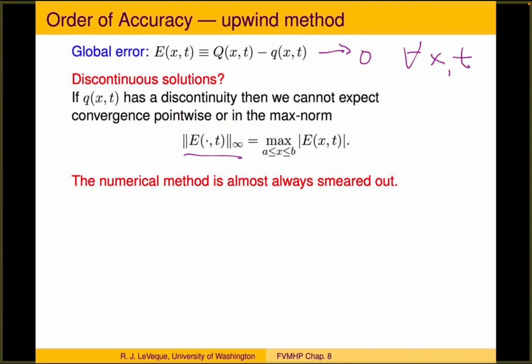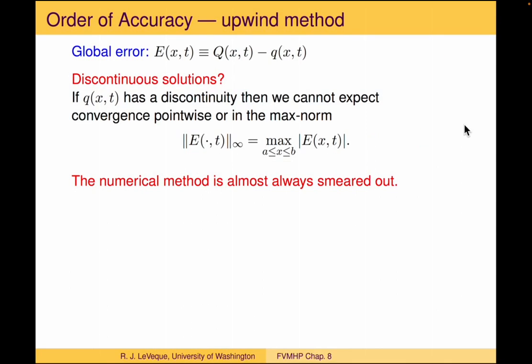or the max norm, which is defined for a fixed time, the max norm is defined to be the maximum over all x in whatever interval we're looking at. If we're doing a boundary value problem, or if we were doing the Cauchy problem, we might have this over all of space. But we would define the infinity norm or the max norm to be the maximum value of the error over that particular interval at this time t. And if we had a pointwise convergence at every point, then we would also expect that this max norm would be going to zero. But in the case of discontinuous solutions, that's typically not true.